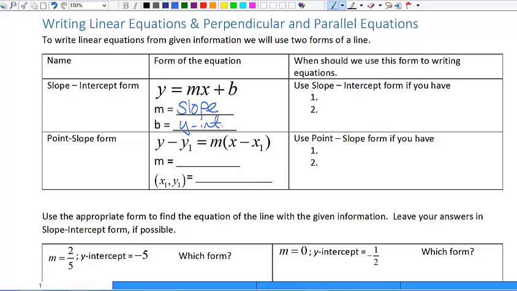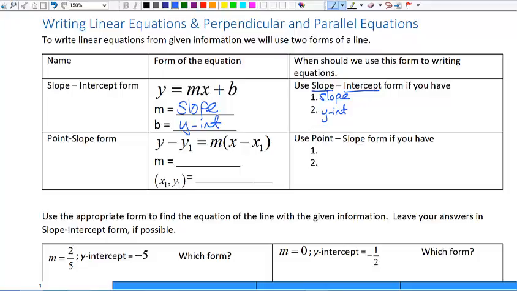In order to use the slope-intercept form, you have to have two things. You have to have a slope, and you have to have the y-intercept. I know that seems a little redundant, which is kind of great. I like that the form is named slope-intercept form. In order to use it, you probably need to have a slope and a y-intercept, okay?